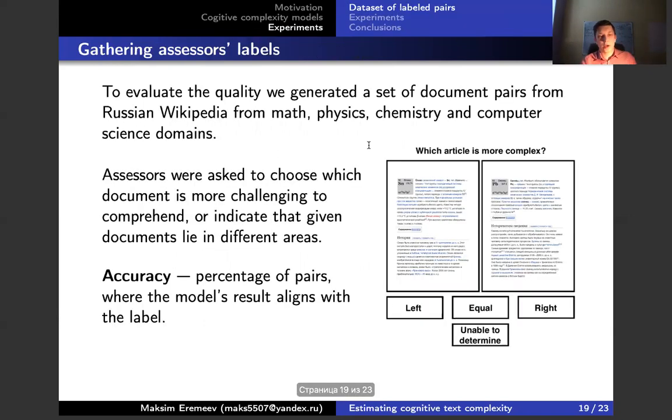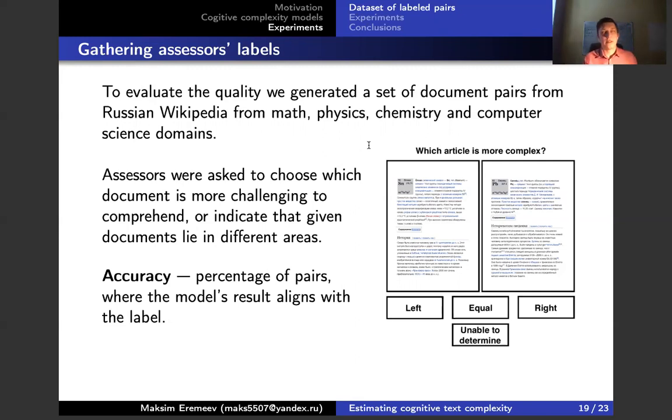So how do we acquire such a data set to fit the aggregated model? Using a crowdsourcing platform, Yandex Toloka, we have gathered 10,000 labeled pairs of documents from Russian Wikipedia. Given a pair of documents, assessors were asked to read both pages carefully and choose which is more challenging to comprehend, or to indicate that they're equal. We chose documents from math, physics, medicine, and programming areas.